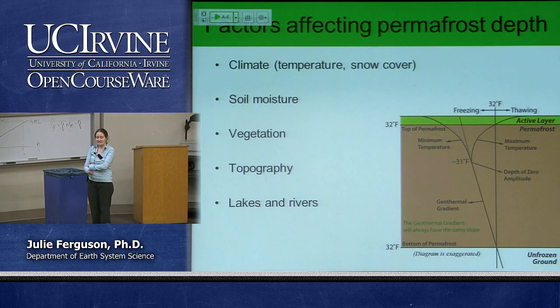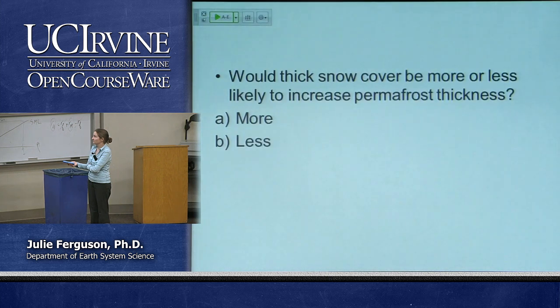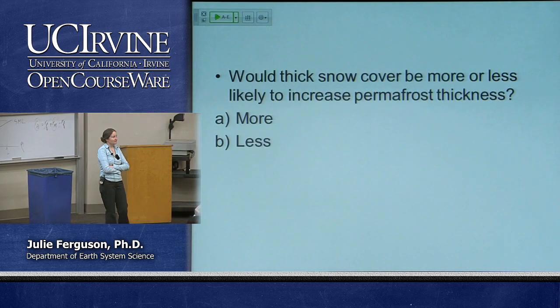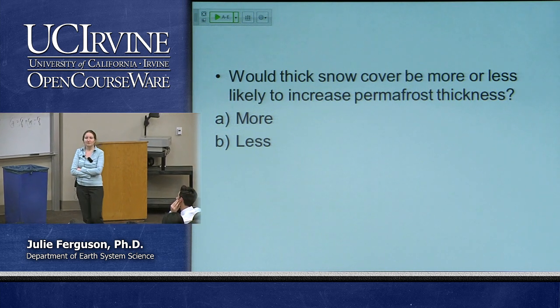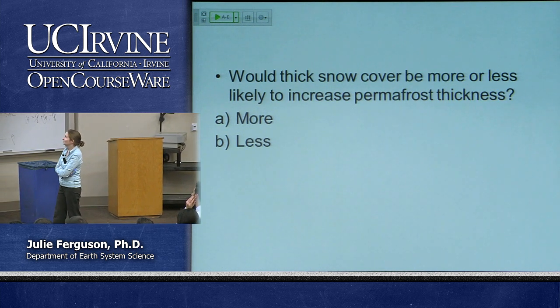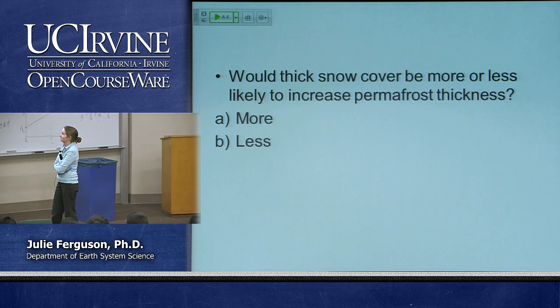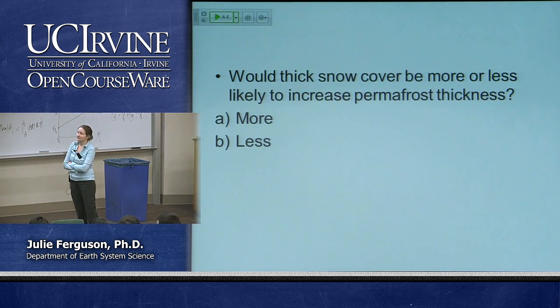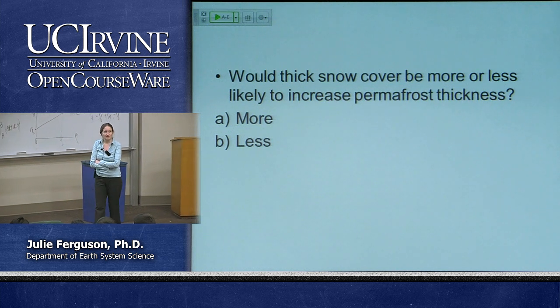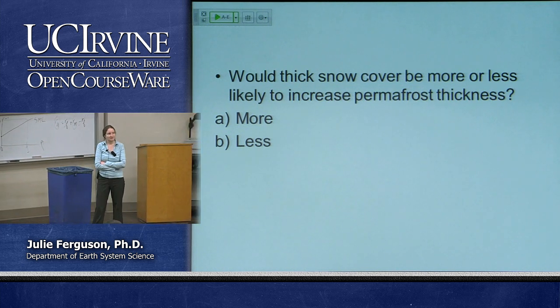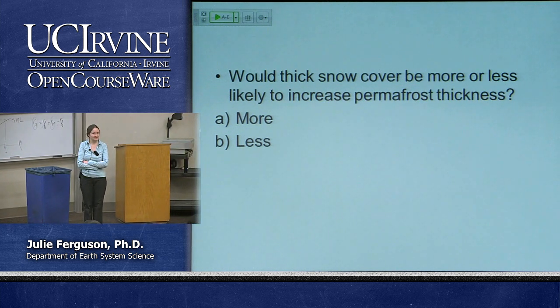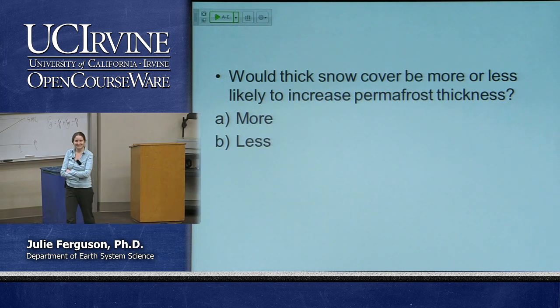So I have a really evil question. I always have to have one evil question per lecture. So my really evil question of the day is, what would thick snow cover do to our permafrost thickness? Do you think it would be more likely to increase our permafrost thickness or less likely to increase our permafrost thickness? So I'm going to give it a couple of minutes to talk about it, pin down a TA, ask them what they think.